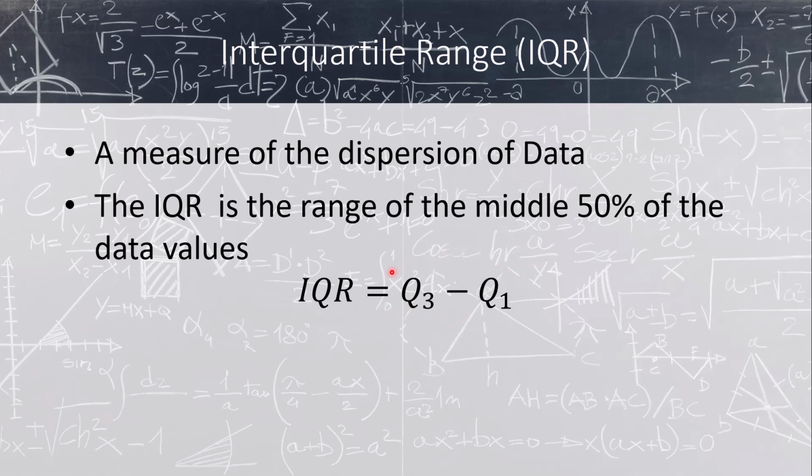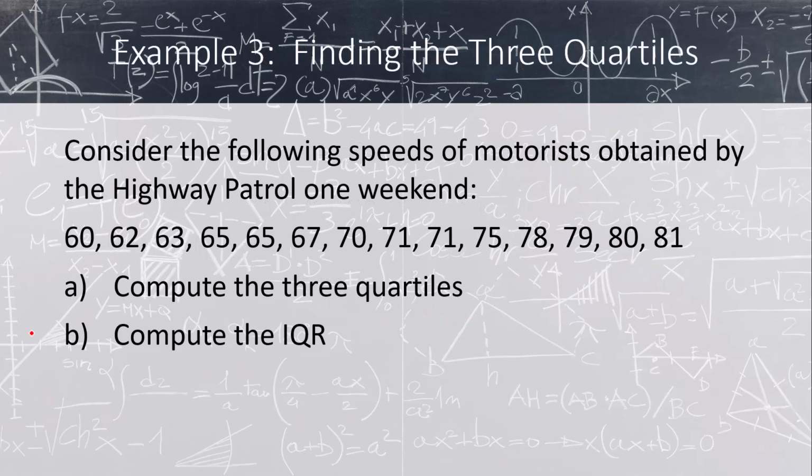That is what we call the IQR. Okay, so let's go ahead and talk about how to find our 3 quartiles. Here's our data set. Apparently these consist of speeds obtained by the highway patrol over one weekend. This right here is probably me. And we need to find our 3 quartiles.